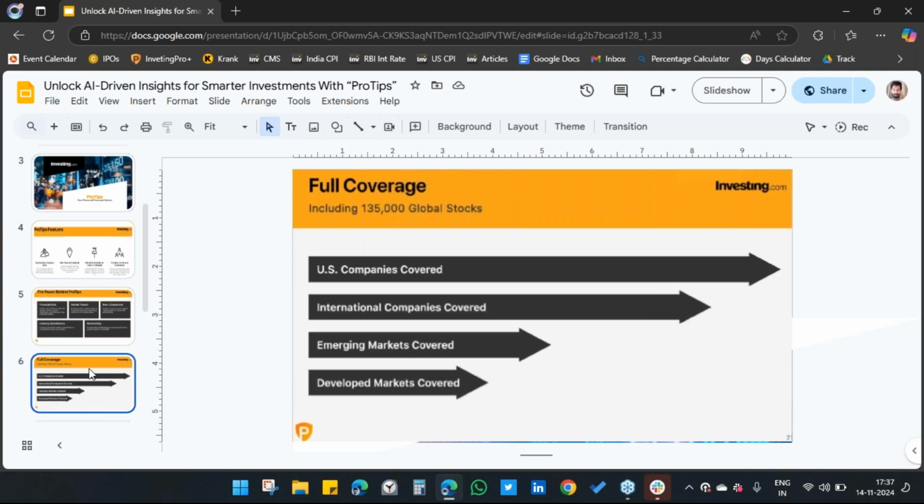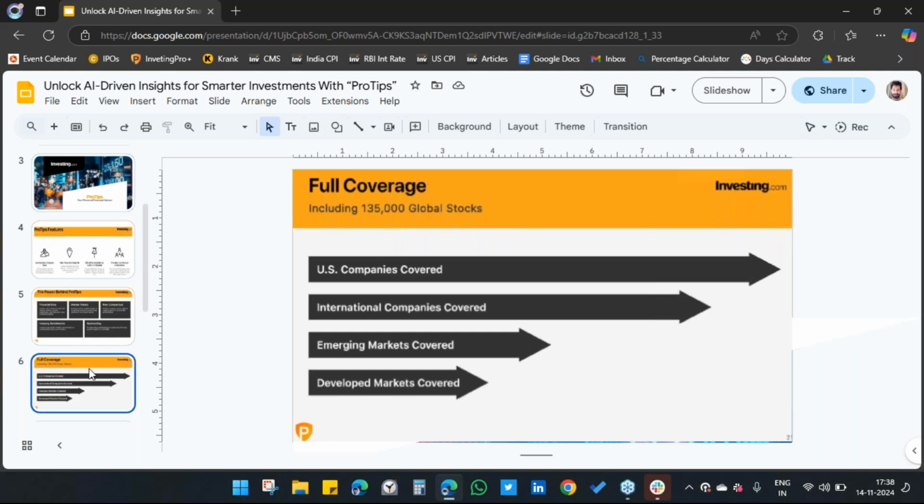information. Now, how many stocks are covered in Pro Tips? You might ask. So obviously, if you have used Investing Pro or Pro Plus, you would know that all global stocks are covered there. Similarly, Pro Tips also covers all global stocks that are there in the Investing database, which includes international stocks. You talk about US stocks, European, Chinese, you name it, and it's there, including Indian stocks as well.